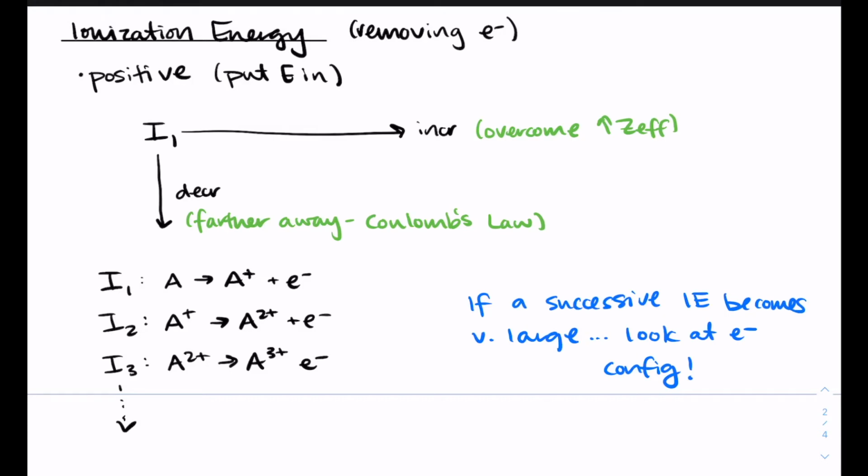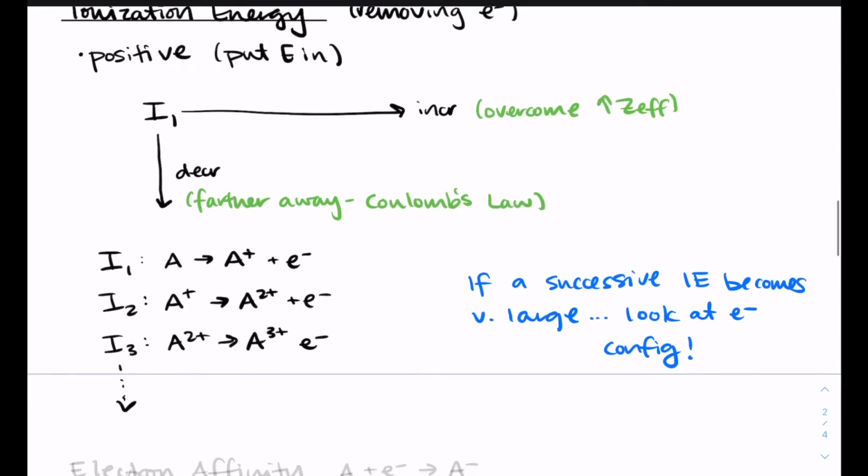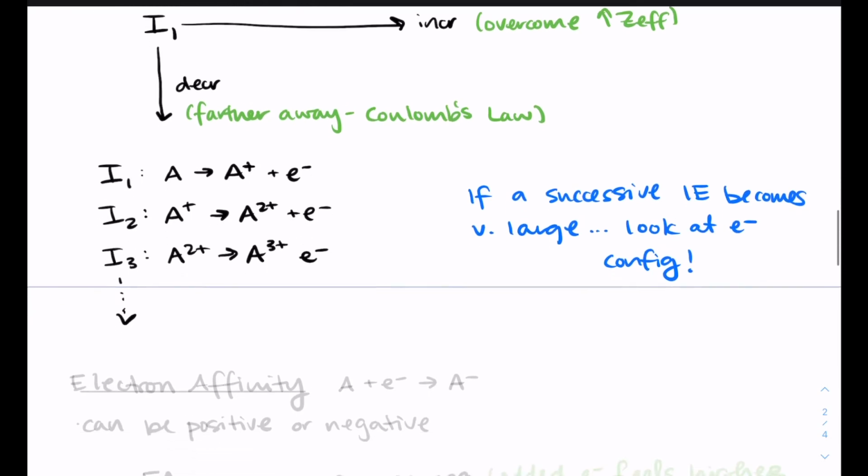If you are looking at a series of ionization energy values and you see one that is suddenly huge, like 10 times greater than the previous ionization energy, look at the electron configuration because you might just be trying to take away an electron from something really stable like a noble gas.